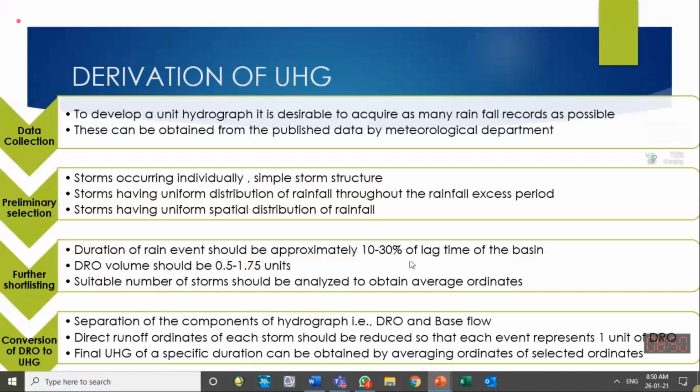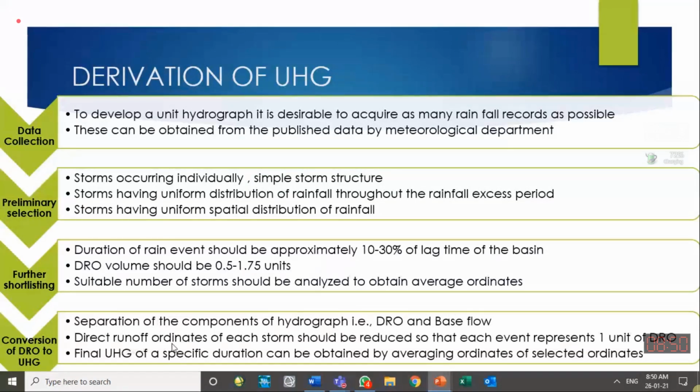It should be covering the whole basin. Duration of the rain event should be approximately 10 to 30% of the lag time of the basin. DRO volume should be 0.5 to 1.75 units. That should be selected, and later on we will be normalizing it. A suitable number of storms should be analyzed to obtain average ordinates, and an average rainfall should be taken out of them. Separation of the components of the hydrograph should be done. From the observed data, make a hydrograph and then separate it. DRO and base flow should be separated by the method told to you.